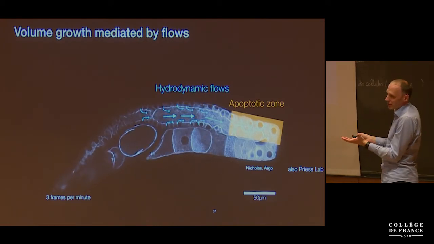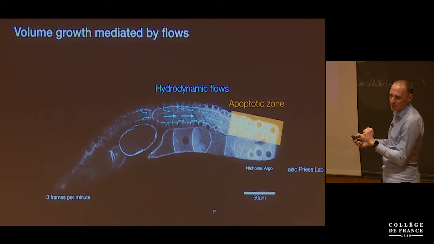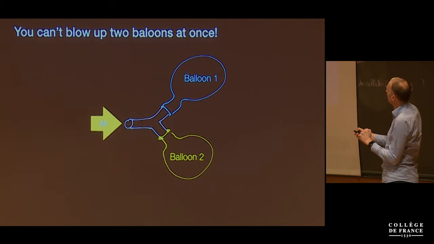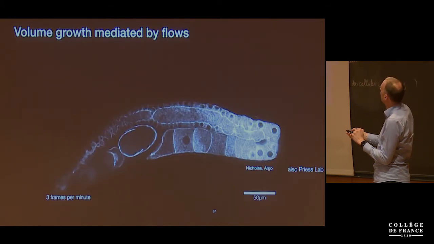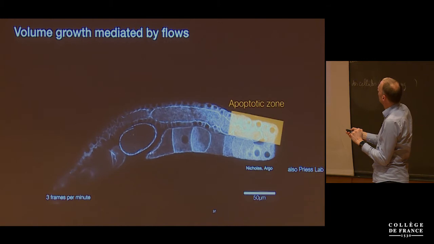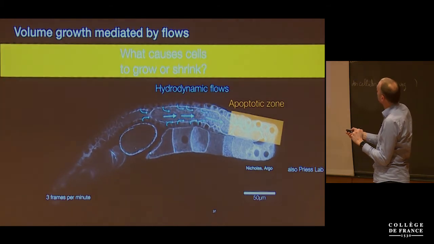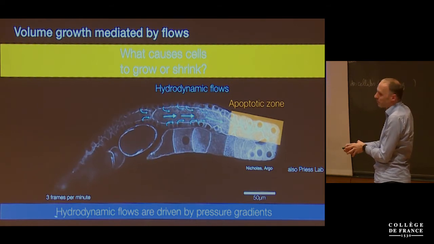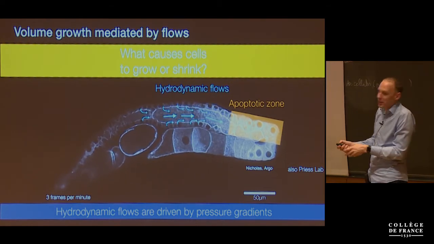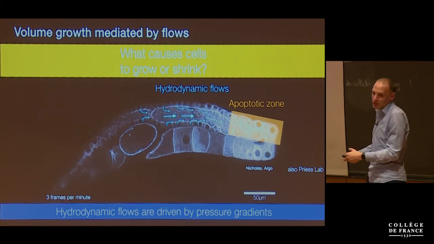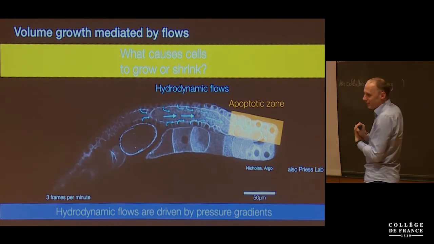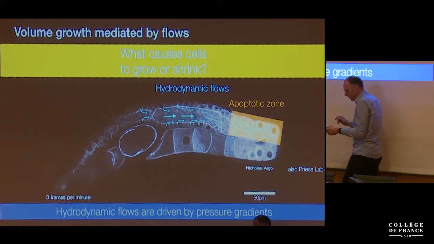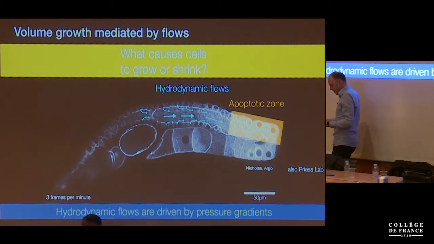And of course, motivated by the one thing that we do know about the system, how does it still work? Okay, well, this was the question. What causes cells to grow or shrink in this region? If there's anything we know about the system, it's that if there's flows, there are pressure gradients driving these flows. And as soon as we started quantifying and saw this, we became quite excited.